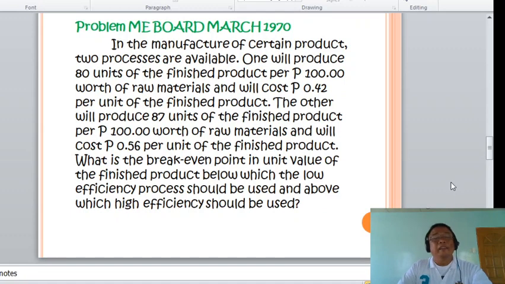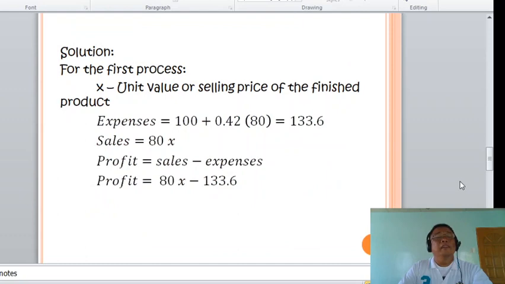Quite difficult, class. Can you imagine? Let us now take the solution. For the first process, x is equal to the unit value, or selling price, of the finished product. Expenses is equal to 100 plus 0.42 multiplied by 80 equals 133.6. Sales equals 80x. Profit equals sales minus expenses. So the profit is 80x minus 133.6.